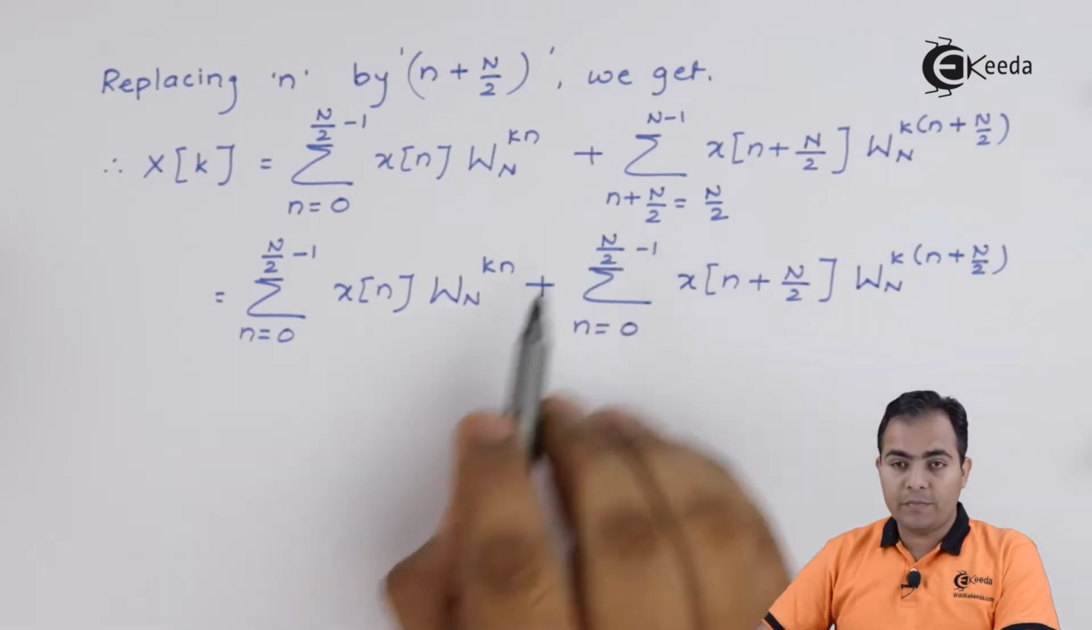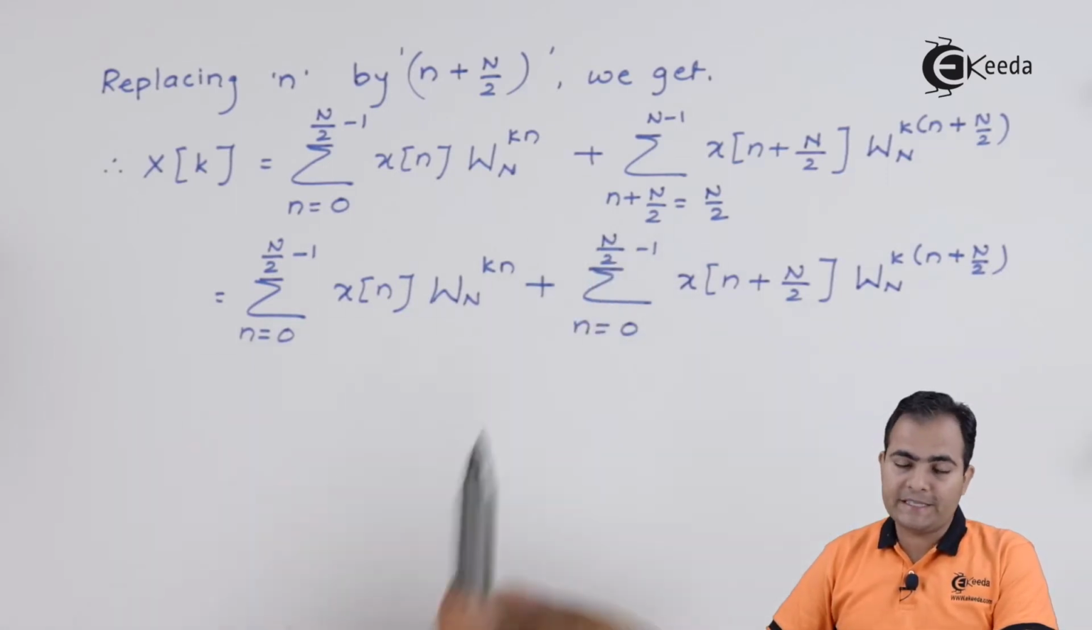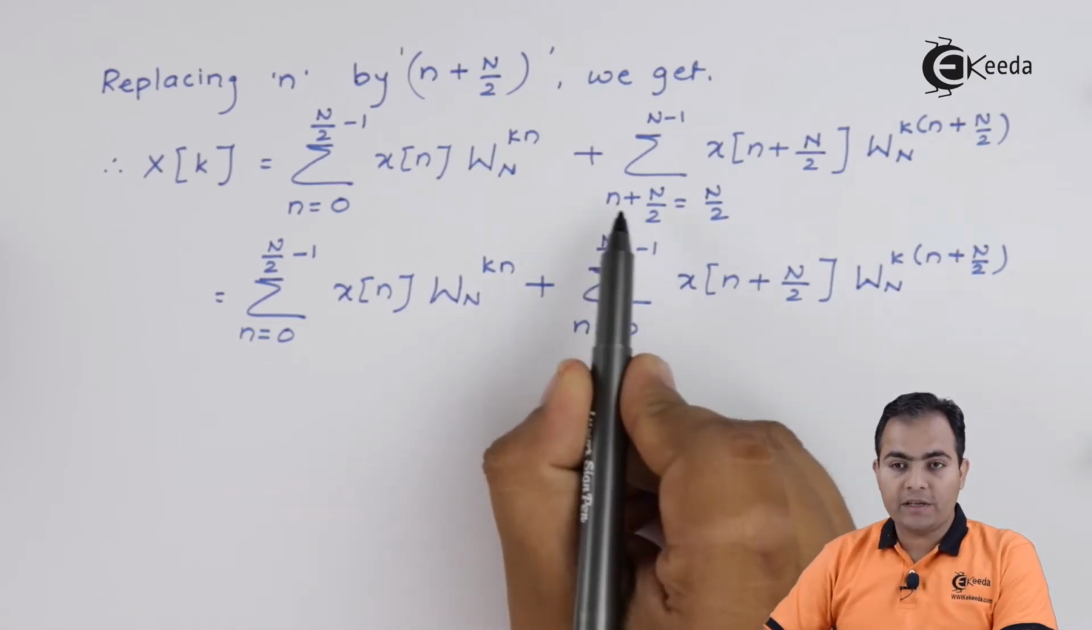Why have we done this? Because I want to keep both summation limits the same. That's why I have replaced n by n plus N by 2.